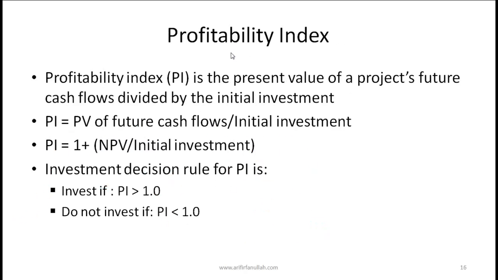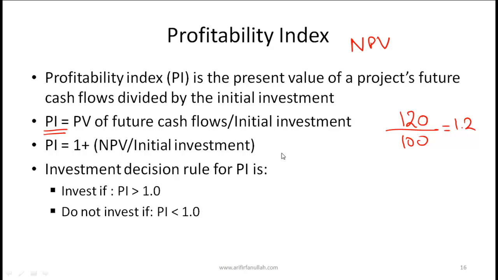The profitability index is very closely related to the NPV method, because the profitability index is simply the present value of a project's future cash flow divided by the initial investment. So the profitability index has two formulas. One is present value of future cash flows divided by initial investment. So let's say that on a given project the initial investment is 100 and the present value of future cash flows, which does not include the initial investment, is 120. So this will give a profitability index of 1.2.